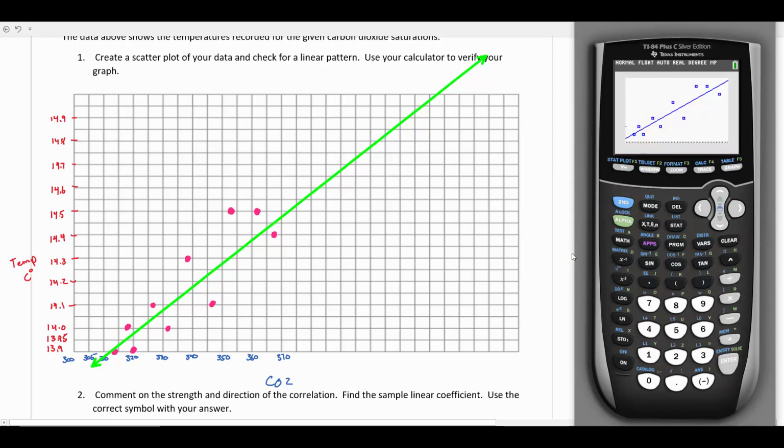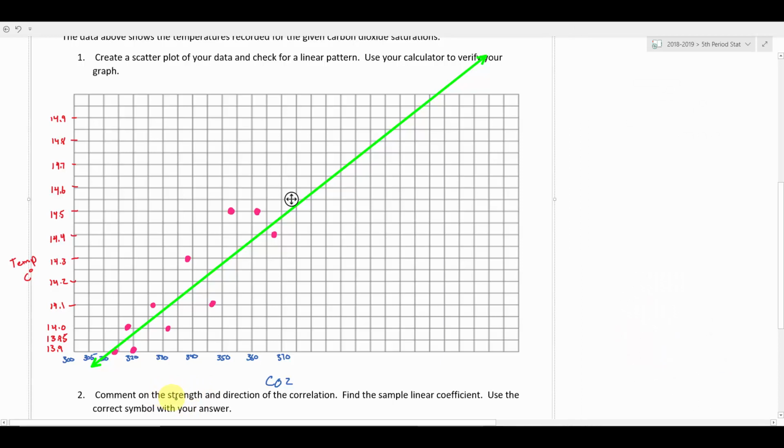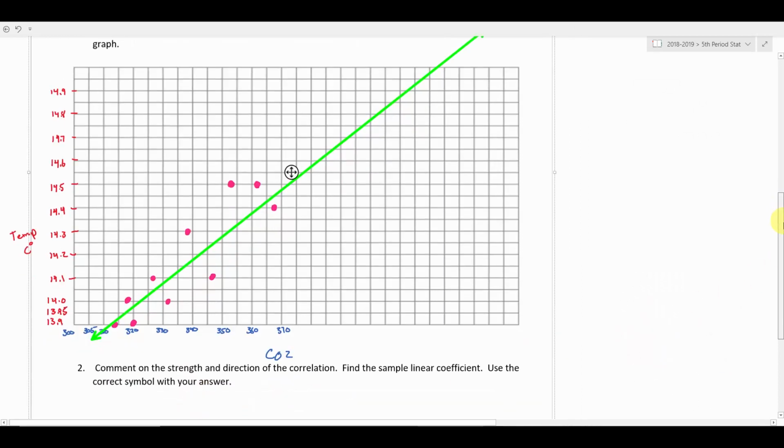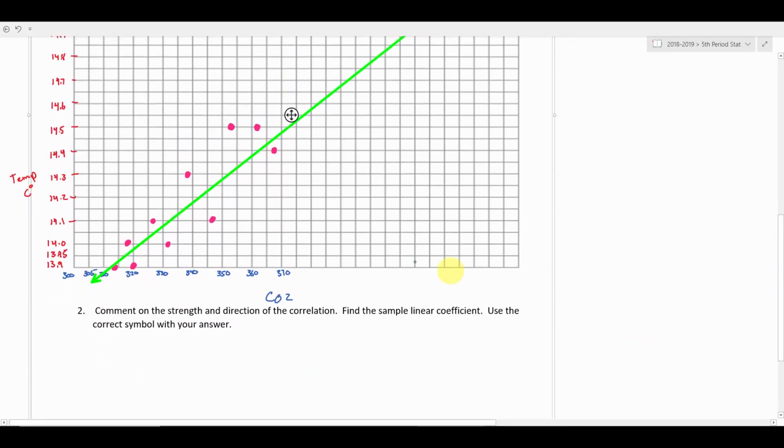And the first thing they want us to do, if we're looking at our notes here, is they want us to comment on the strength and the direction of the correlation. All right, so if I'm looking at this, most of the points are pretty close to the line, which would indicate a strong correlation, right? So I'm going to say strong. And it's positive, right? Because it's going up and to the right. So this is a positive correlation.